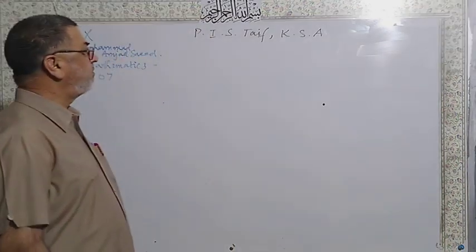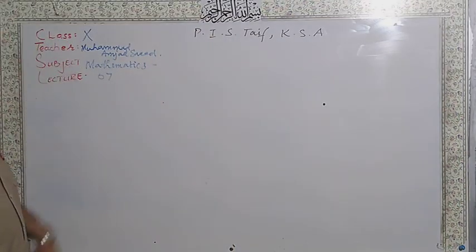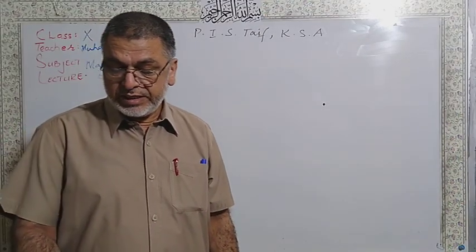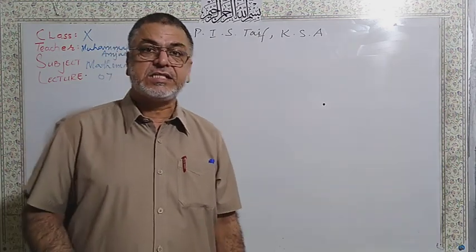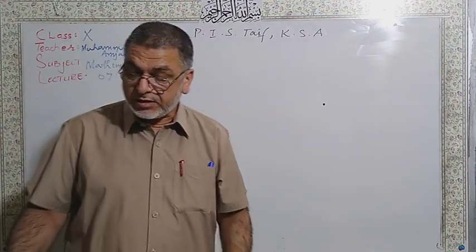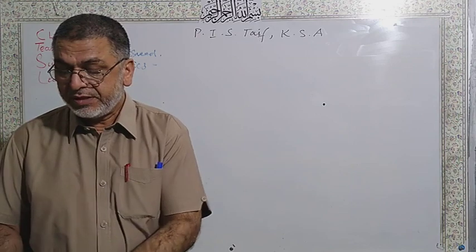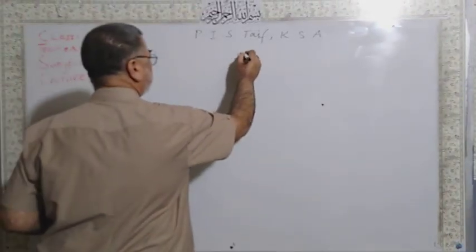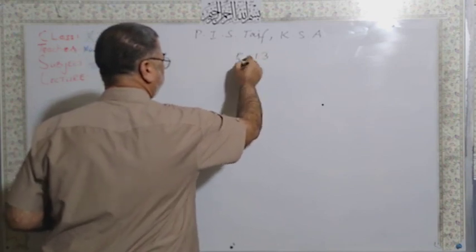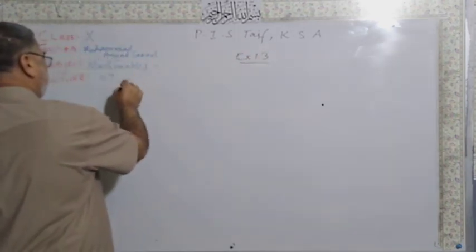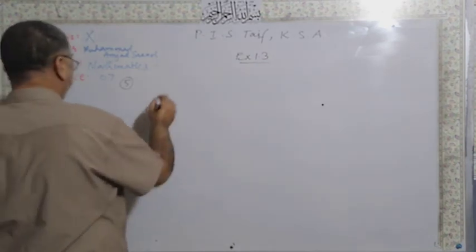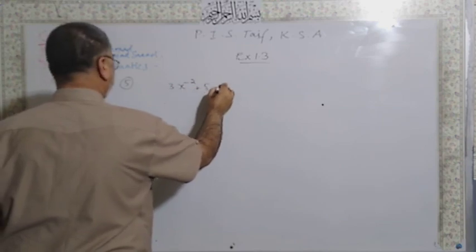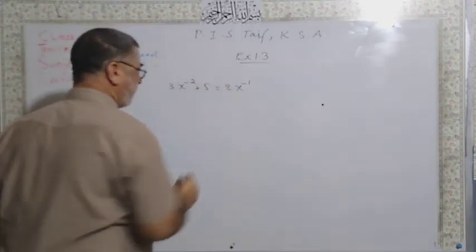Today we will continue our lecture of 10th class, lecture number 7. Last time we started our exercise 1.3 and we solved our question number 4. Now we will have question number 5, exercise 1.3, question number 5: 3x^(-2) + 5 = 8x^(-1).